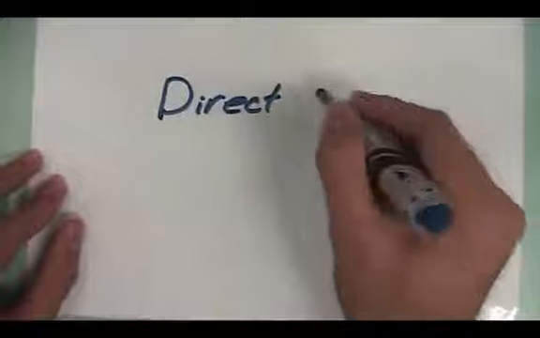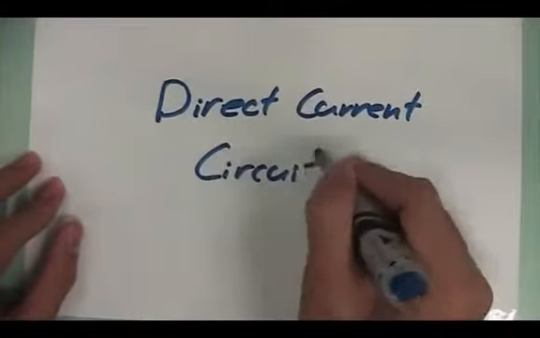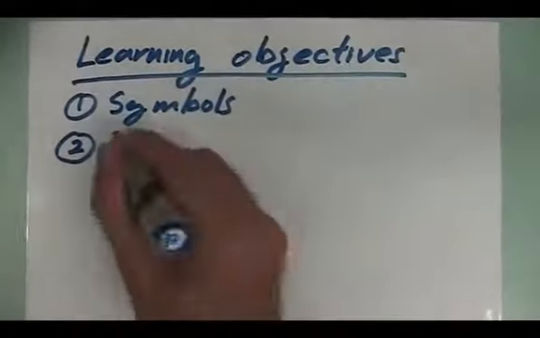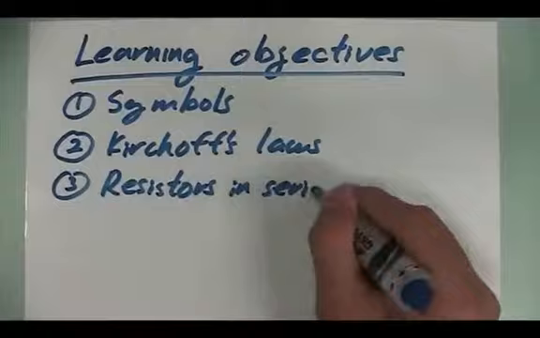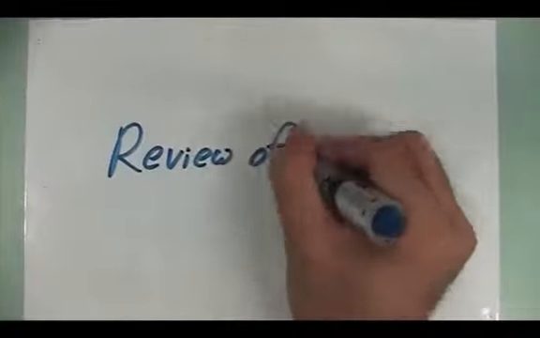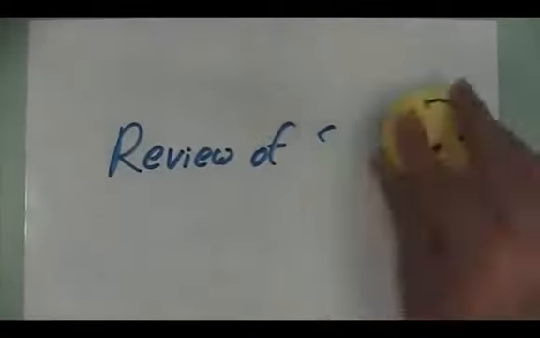Welcome to the DC Circuits online lecture, DC standing for Direct Current. The learning objectives are a review of symbols, looking at Kirchhoff's laws, looking at resistors in series and in parallel, and redrawing complex circuits. So let us begin with a review of the symbols.